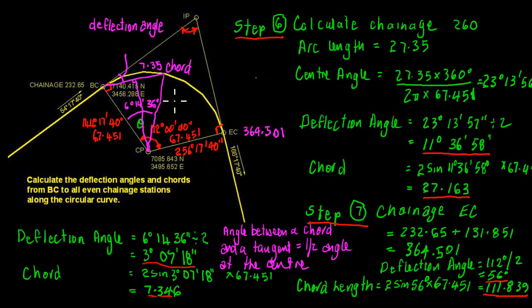Alright, so it's 36 now. Alright, so that's much better. So yeah, we have that to give the deflection angle, which is going to be 3 degrees 07 minutes 18 seconds, being our deflection angle up here. Let's just write that in here while we're here.